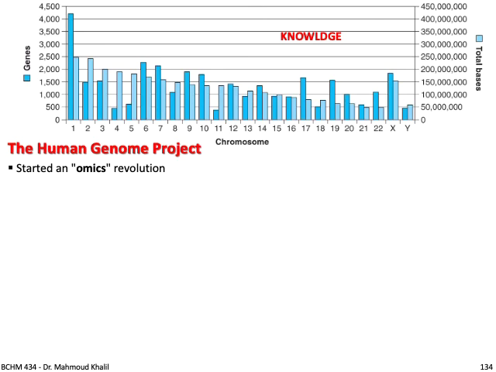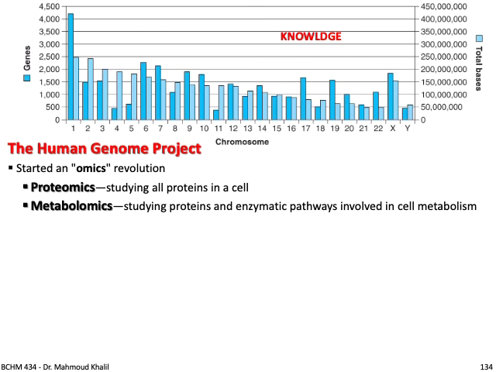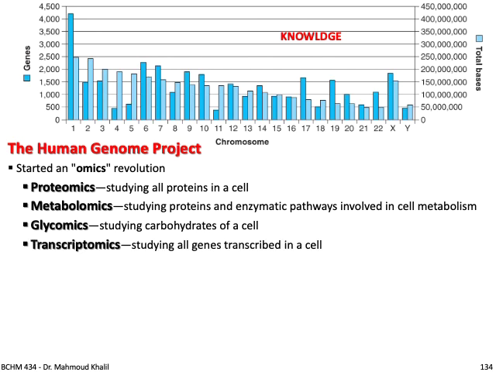The Human Genome Project has started another expression called omics. It is a revolutionary expression, omics, in which proteomics is studying all proteins in a cell. Metabolomics is studying proteins and enzymatic pathways involved in cell metabolism. Glycomics is studying carbohydrates of a cell. Transcriptomics is studying all genes transcribed in a cell.